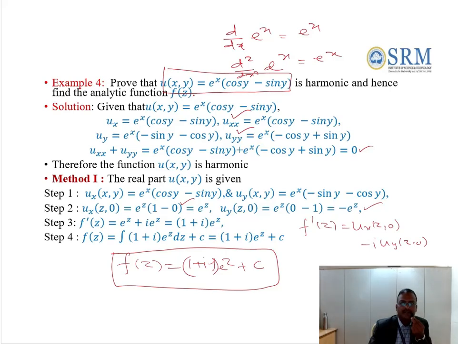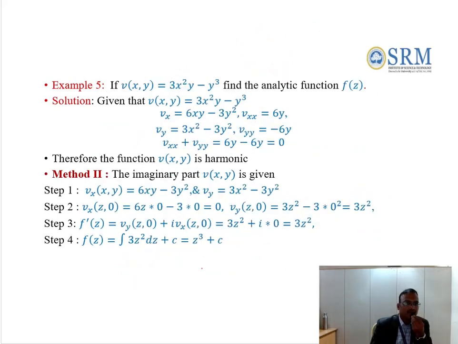So next we move to the next problem. If v is equal to 3x squared y minus y cubed, then find the analytic function f of z. So what is given? The imaginary part of the analytic function is given, right? So v is equal to 3x squared y minus y cubed. So now compute the partial derivatives. Vx equal to the partial derivative of this with respect to x, therefore 6xy.